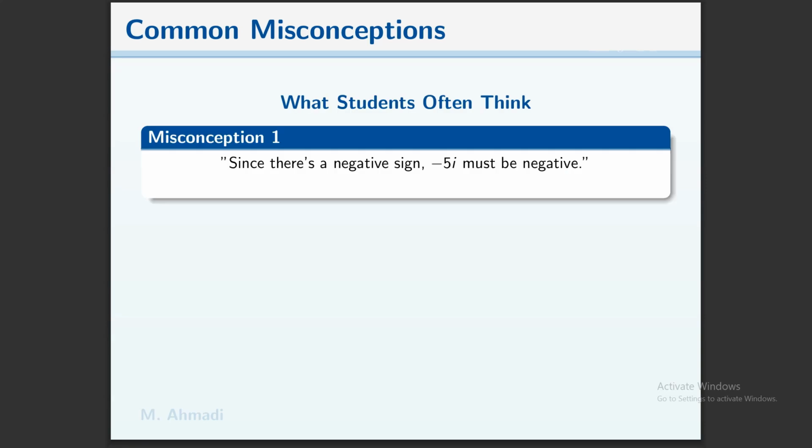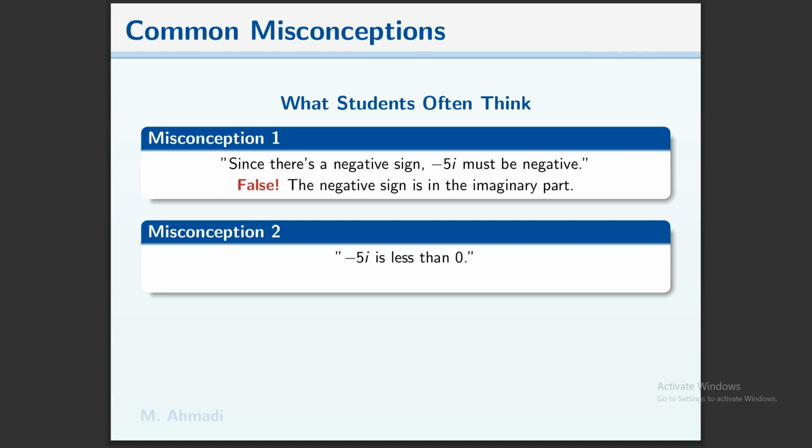There are some common misconceptions. What students often think. First, misconception 1: since there is a negative sign, minus 5i must be negative. False. This is false because the negative sign is in the imaginary part.